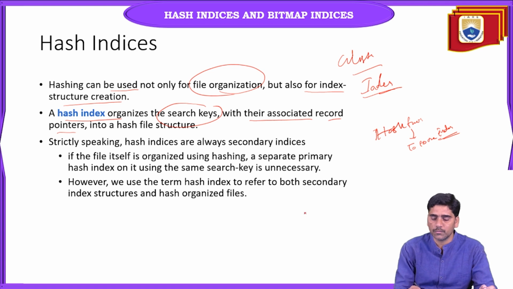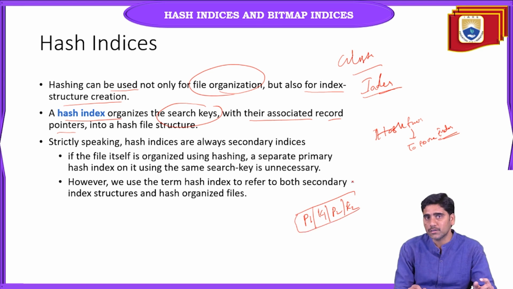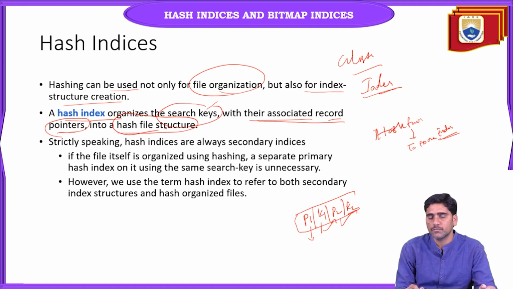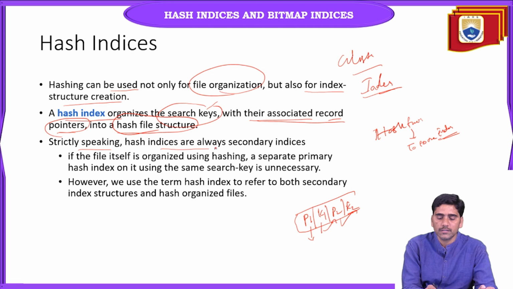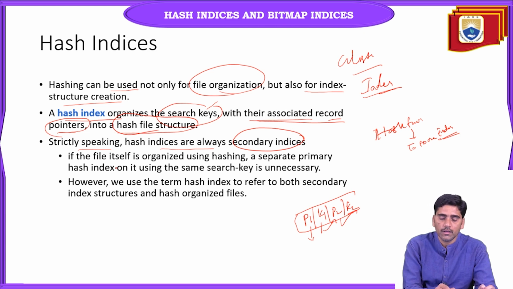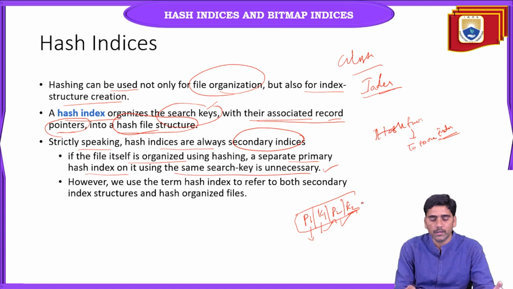We already said that a node structure contains a pointer followed by a search key, followed by a pointer, followed by a search key. Like that, a hash index organizes the search keys with their associated record pointers into a hash file structure. Strictly speaking, hash indices are always secondary indices. If the file itself is organized using hashing, a separate primary hash index on it using the same search key is unnecessary.